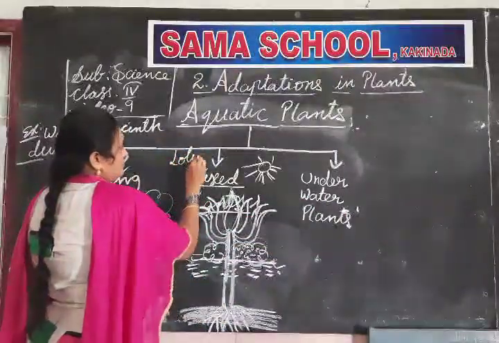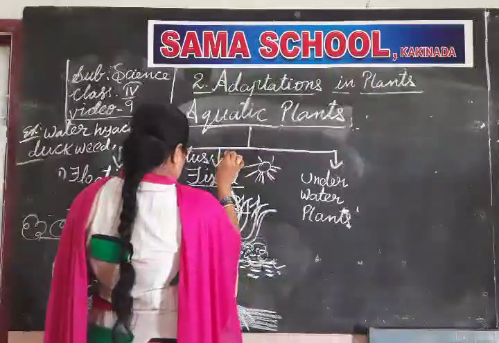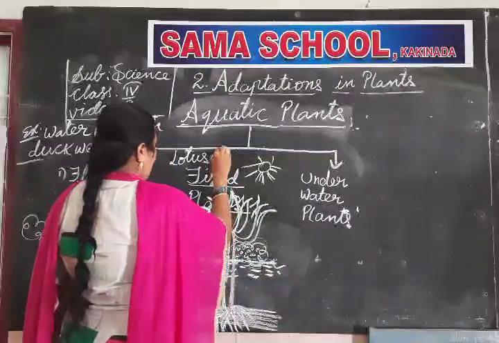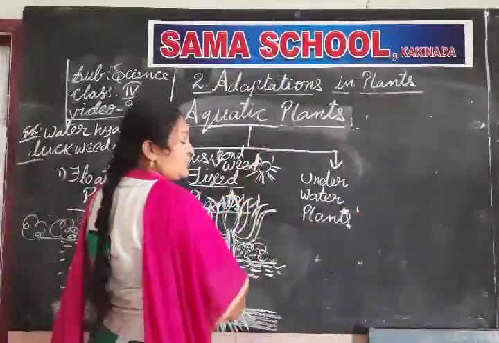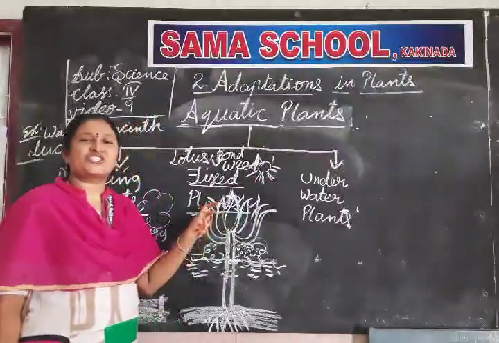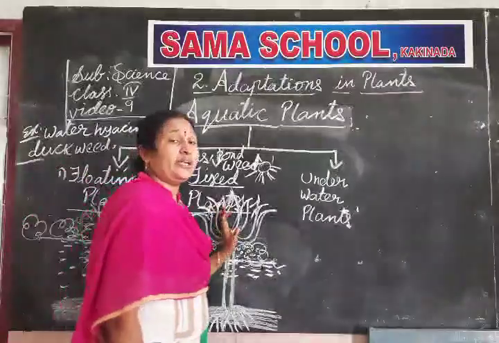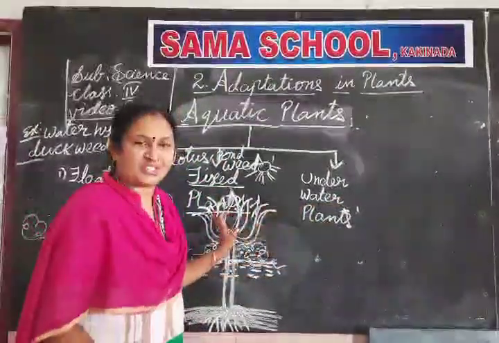The examples of the fixed plants are lotus, tape grass, and pondweed. You know, children, lotus is our national flower, and it is a sacred flower too. We can use this flower in pujas also.